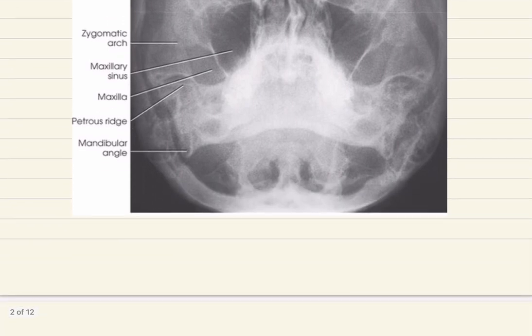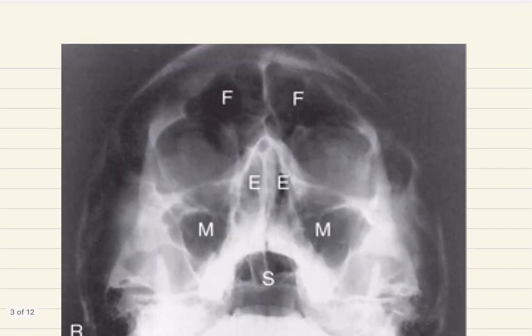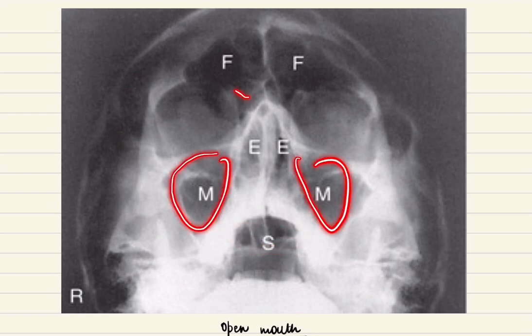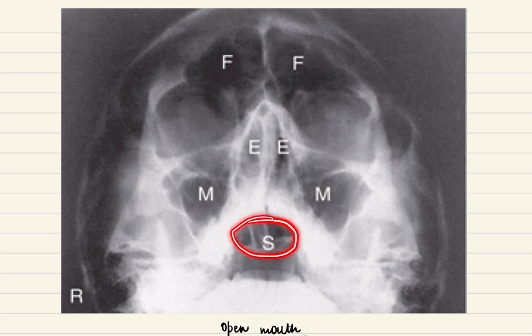Now, if we open the mouth of the patient, we also can see the sphenoid sinus. So, through the open mouth, we can see the sphenoid sinus, the maxillary sinuses on both the sides, the frontal sinuses, and a little bit of ethmoids also. So on opening the mouth, we can see the sphenoid sinus also.